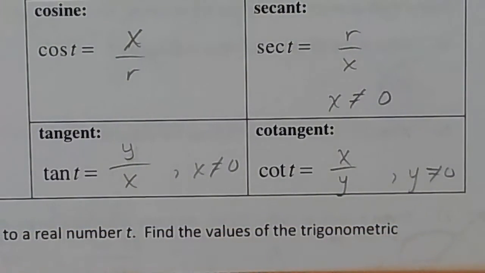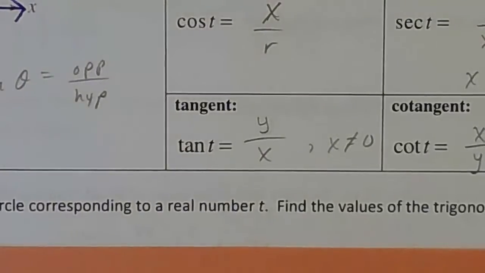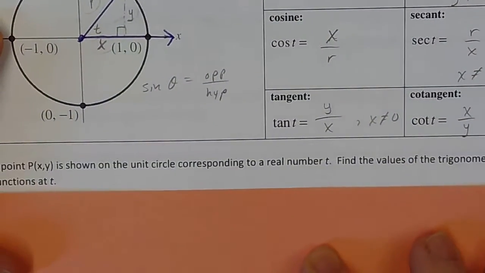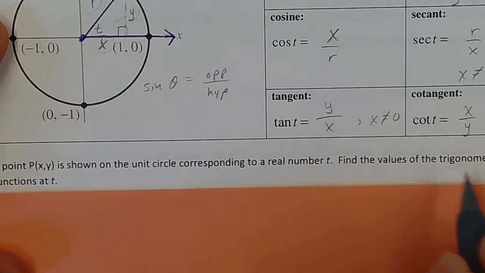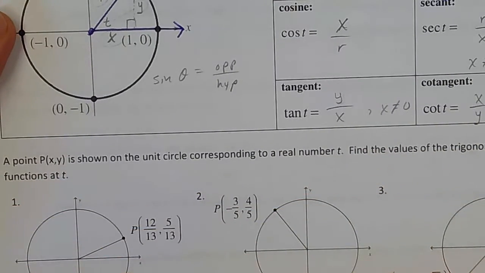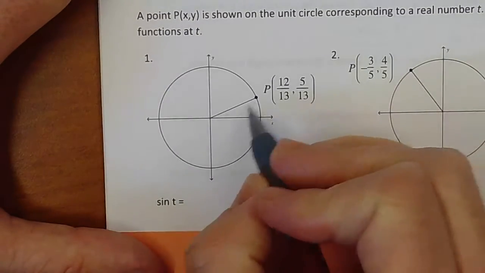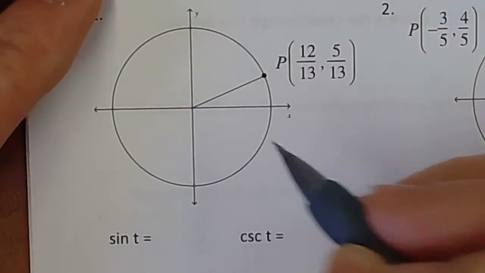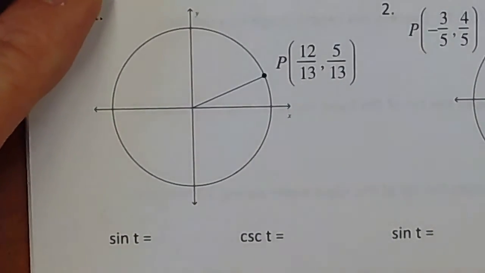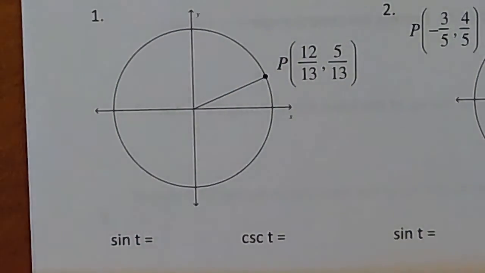All right, so here we go. Let's go ahead and apply these to this example 1 down here. A point (x, y) is shown on the unit circle corresponding to a real number t, so some angle t. Find the values of the trig functions at that angle t. All right, so I do not need to now create a triangle and use SOH CAH TOA. In some problems, it would be impossible to do anyway, if they lie in between quadrants. So just trust me on that.